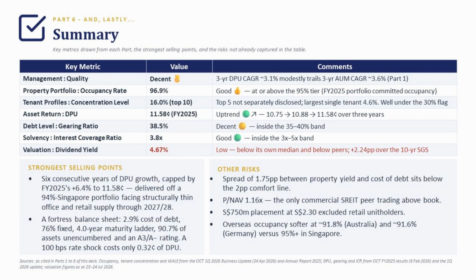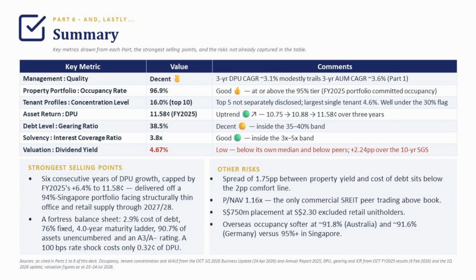Right. We turn to the final summary section detailing key risks and the overseas operational data. Okay. We must strictly report the exact yield spread compression. The data shows a 1.75 percentage point spread between the portfolio's property yield and its aggregate cost of debt. The analysis of this 1.75 percentage point spread requires strict categorization against operational benchmarks. This figure explicitly sits below the established 2.00 percentage point operational comfort line.